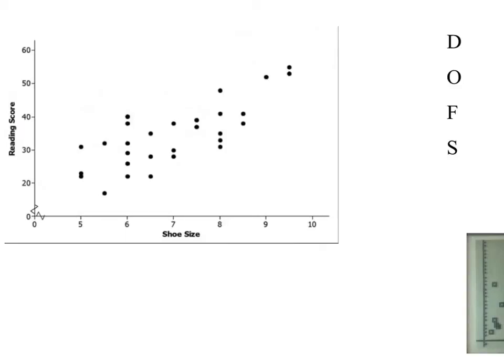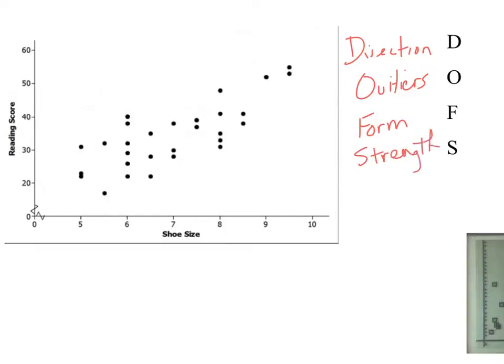Okay, so it's direction, outliers, form. Form really just means what kind of equation would fit, and strength means how well that type of equation would fit the data. Okay, so let's start, and I'm going to talk through this. I'm not going to do a lot of writing. We're going to just talk.